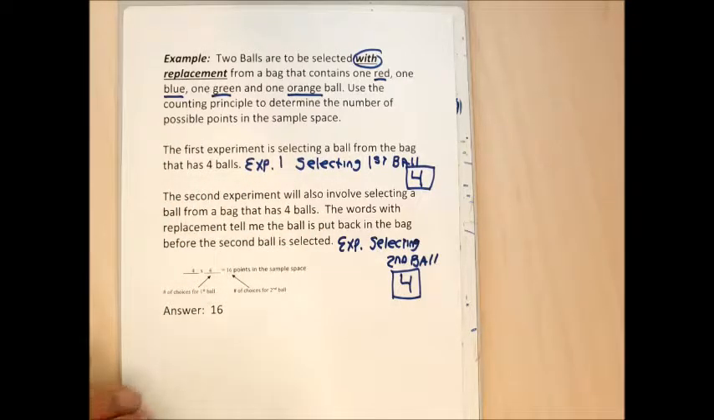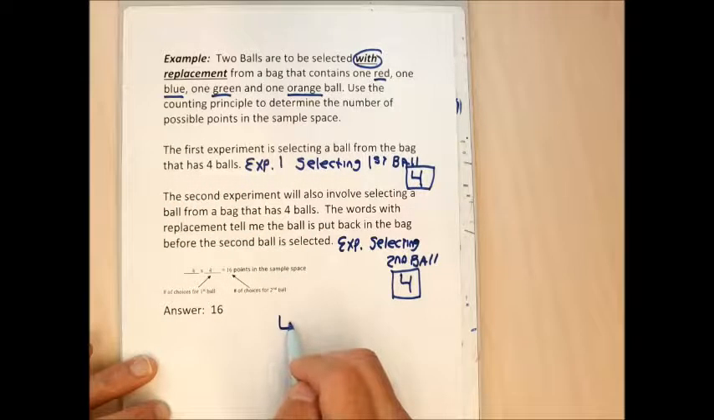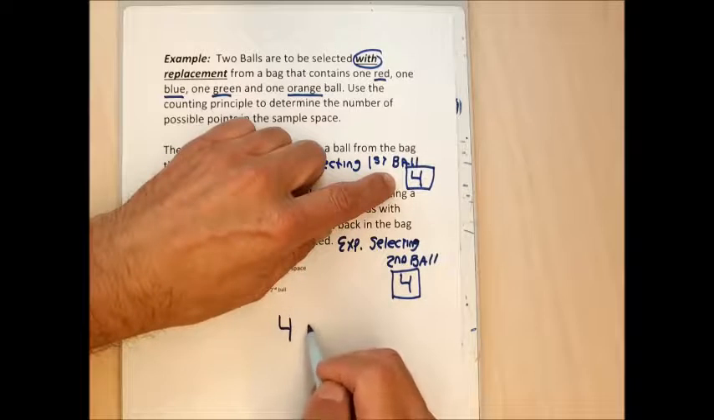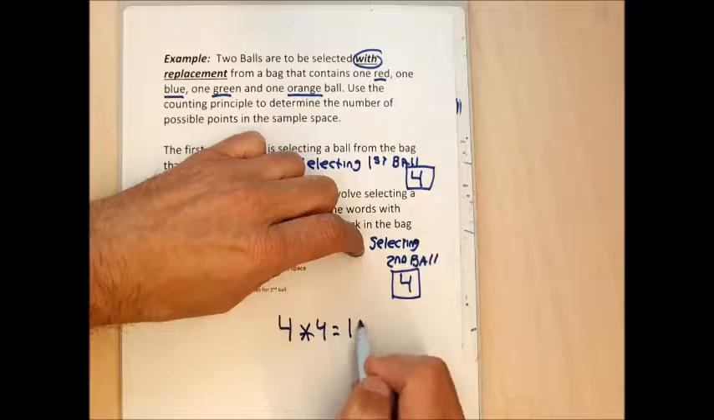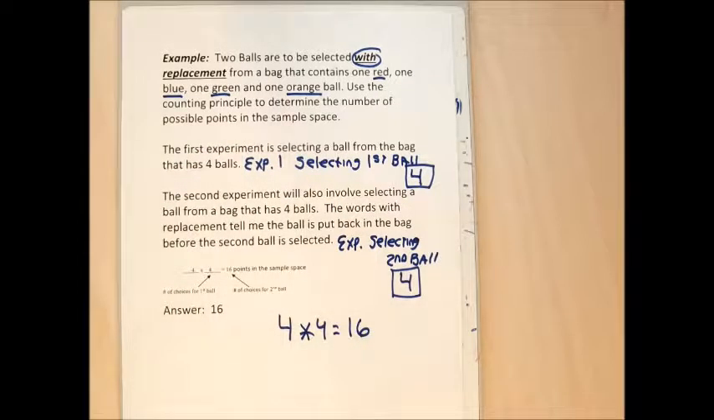So the counting principle says if you take the number of outcomes from experiment 1, which is 4, times the number of outcomes from experiment 2, there's going to be 16 different outcomes of picking balls from this bag if you put a ball back as opposed to not putting it back.